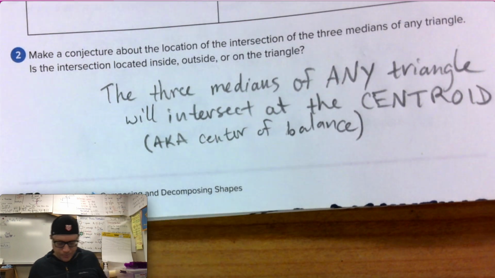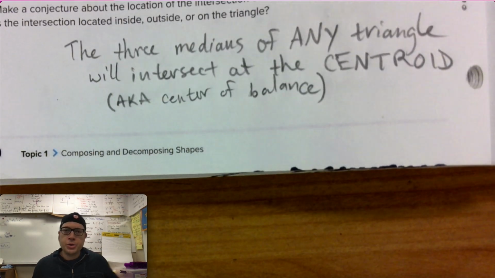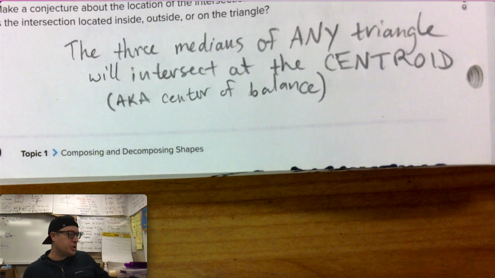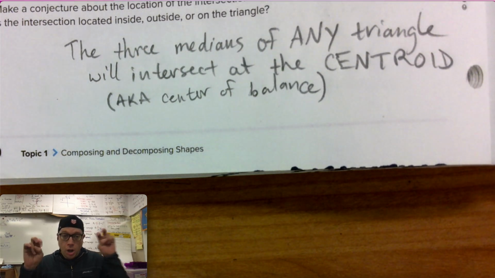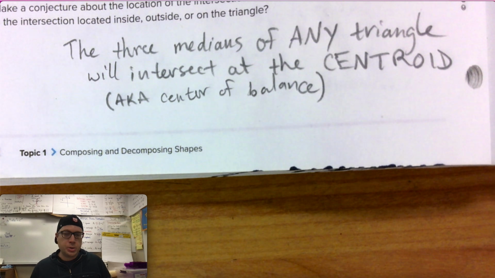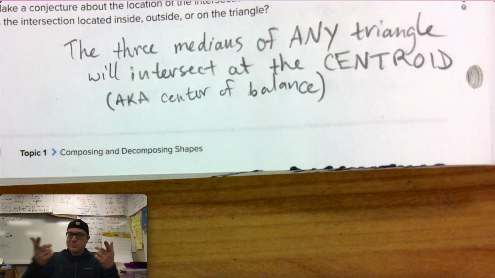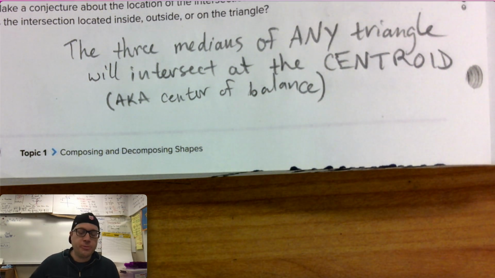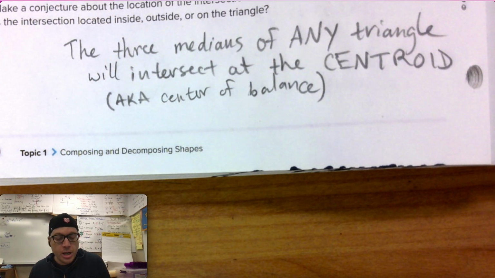All right. The three medians of any triangle will intersect at the centroid, which is also known as the center of balance. I did leave you with the equilateral triangle to do. Figure you can do that one without too much prompting from me if you follow the steps that I did in the previous three triangles.